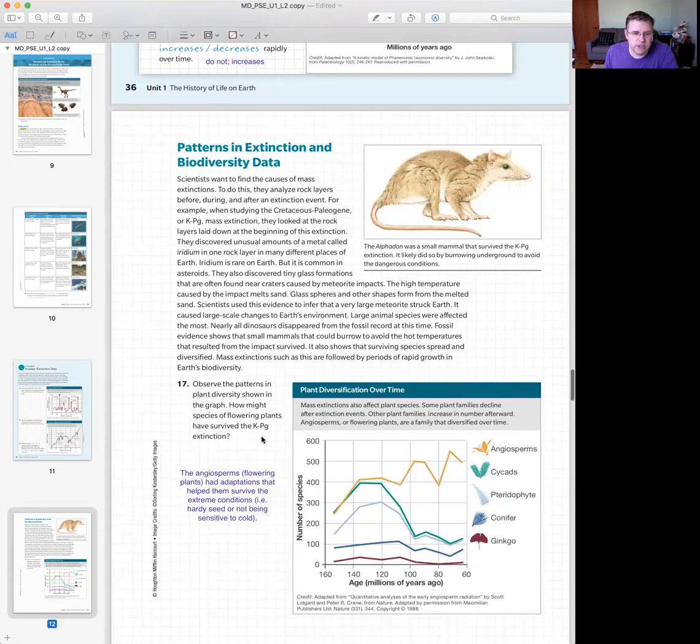And down here to question number 17, it says, observe the patterns in plant diversity shown in the graph. How might species of flowering plants have survived the KPG extinction?